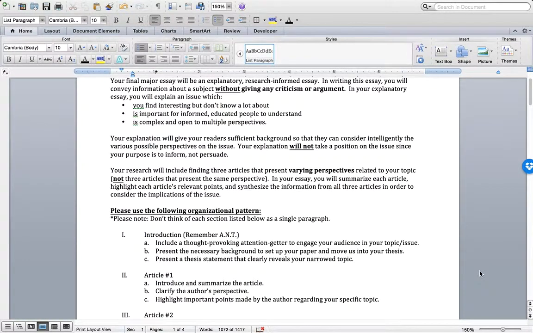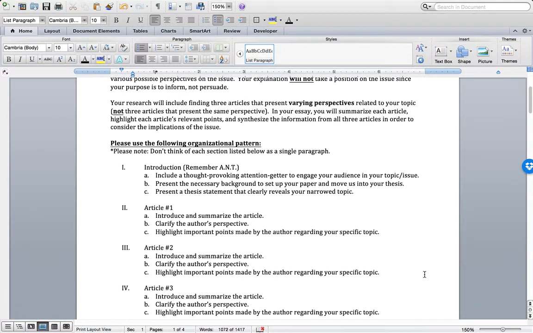Your explanation will give your readers sufficient background so that they can consider intelligently the various possible perspectives on the issue. Your explanation will not take a position on the issue, since your purpose here is to inform and not persuade. Your research will include finding 3 articles that present varying perspectives related to your topic, not 3 articles that present the same perspective. In your essay, you will summarize each article, highlight each article's relevant points, and synthesize the information from all 3 articles in order to consider the implications of the issue.